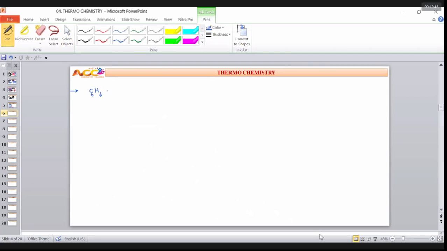C6H6 plus oxygen gives you carbon dioxide plus water. 6 carbons, available. Hydrogens available. 12 plus 3, 15. If I write 15 here, it becomes 30. I'll make it like this. This type of manipulation is advisable in thermochemistry because we want quantity.